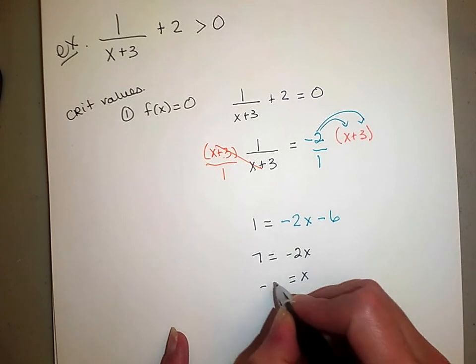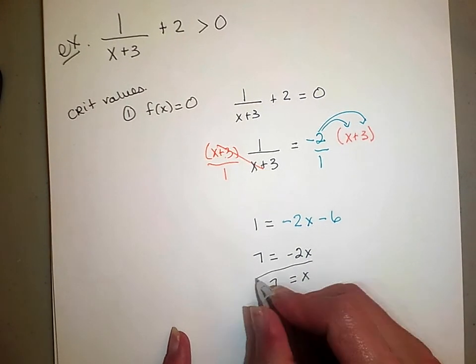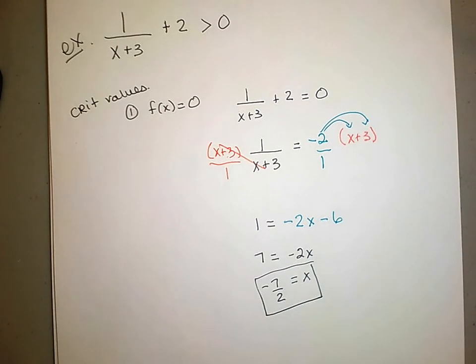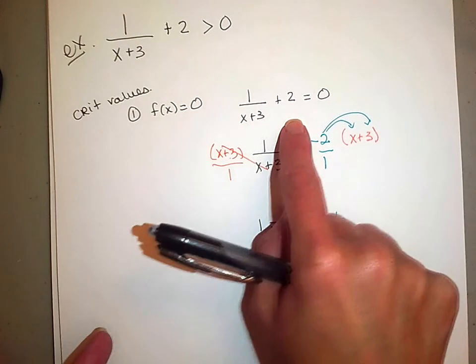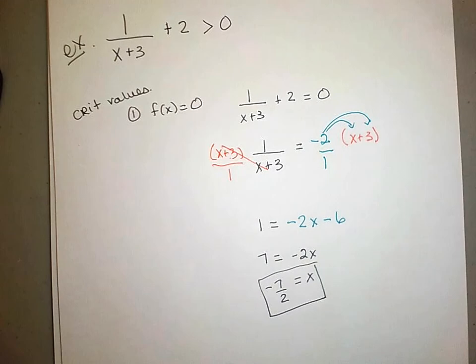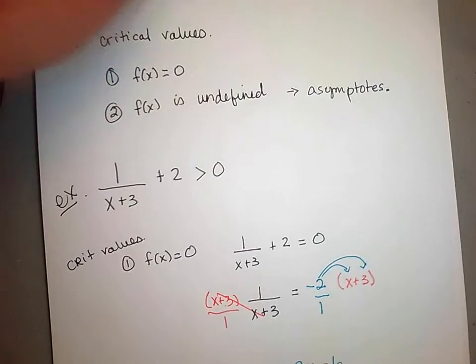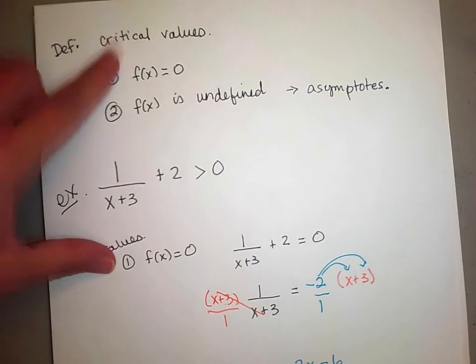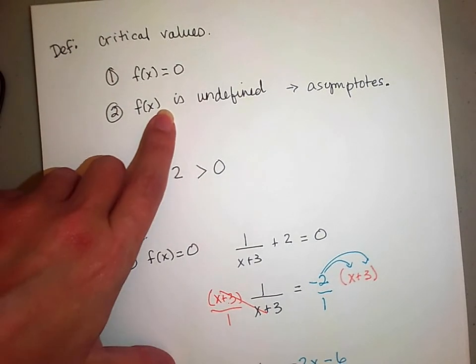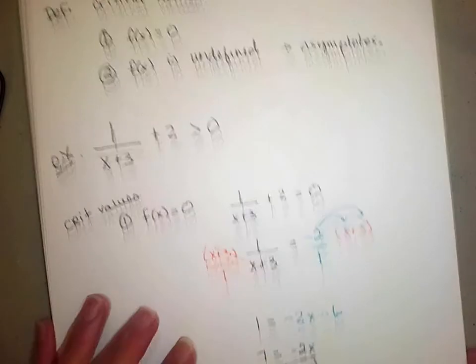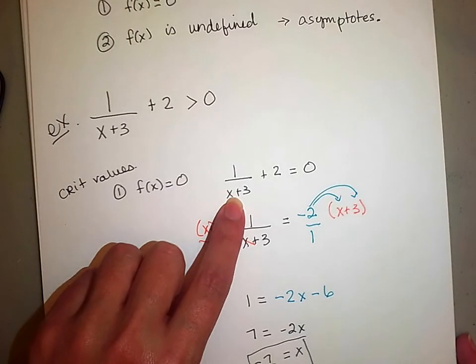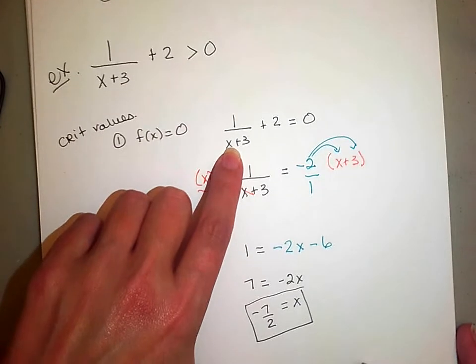And now this is just a simple linear equation. I can add 6 to both sides to get 7 is equal to negative 2x, or that x is equal to negative 7 halves by dividing through by negative 2. Okay, so this is one critical value. This one critical value comes from when the function is equal to 0. But since this is rational, we have to worry about the other definition of critical values and find out when it is that the function is undefined.